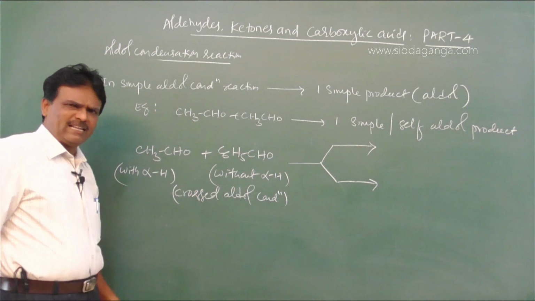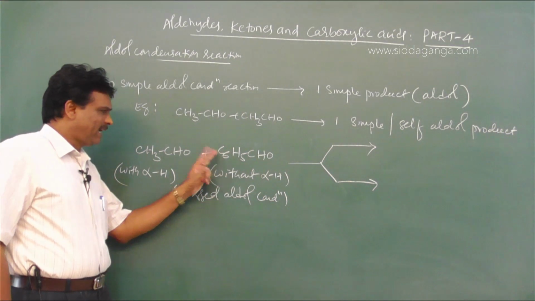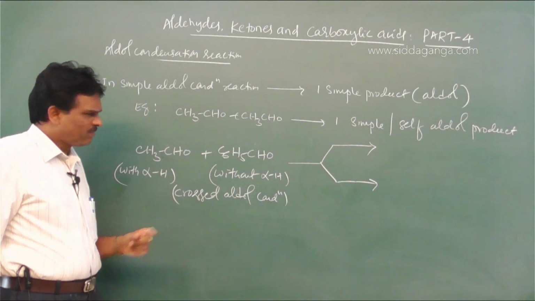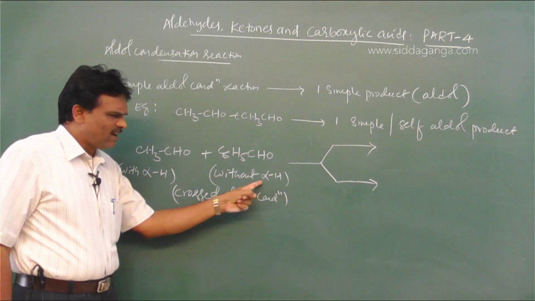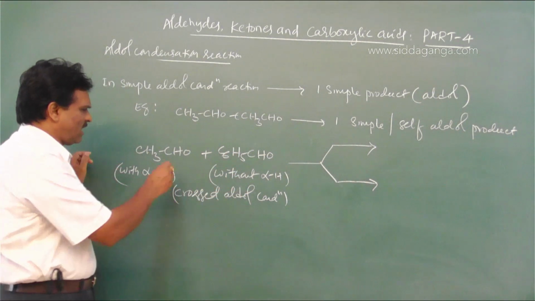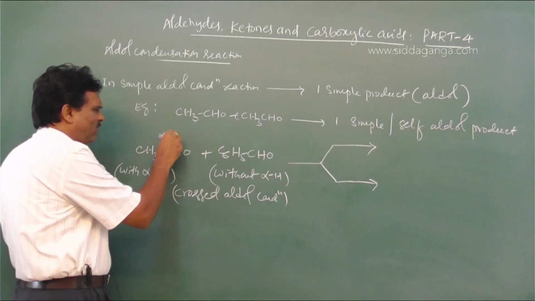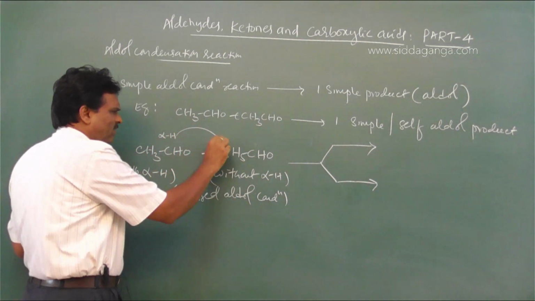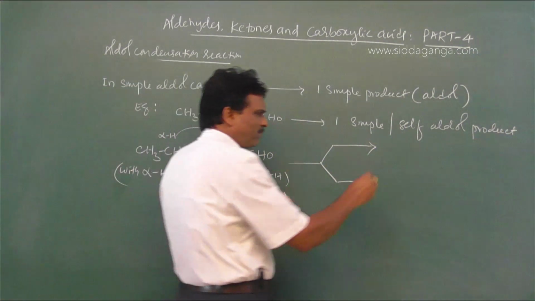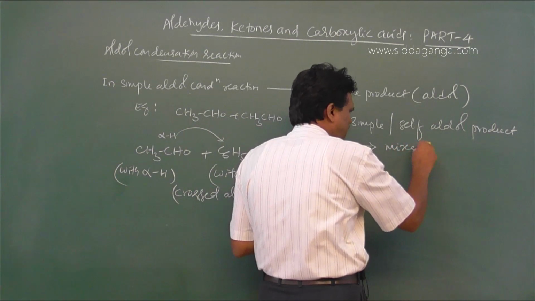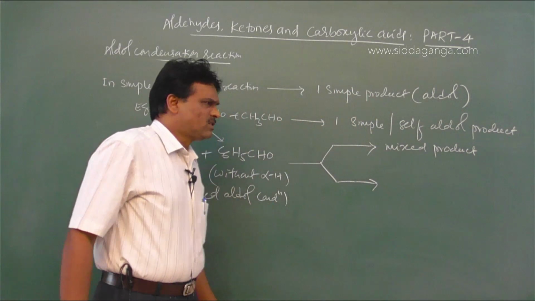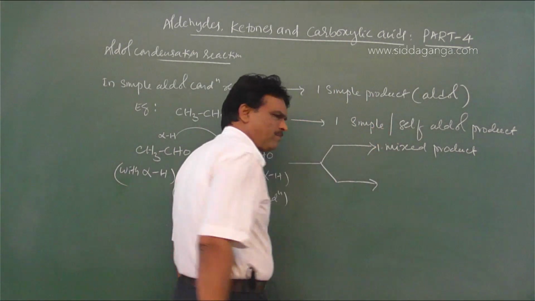So the cross aldol condensation reaction takes place by taking two different aldehydes. One of the aldehydes contains alpha hydrogen, the other aldehyde does not contain alpha hydrogen. In this case we get two products. So alpha hydrogen transfer takes place from the acetaldehyde to benzaldehyde. So one mixed product.